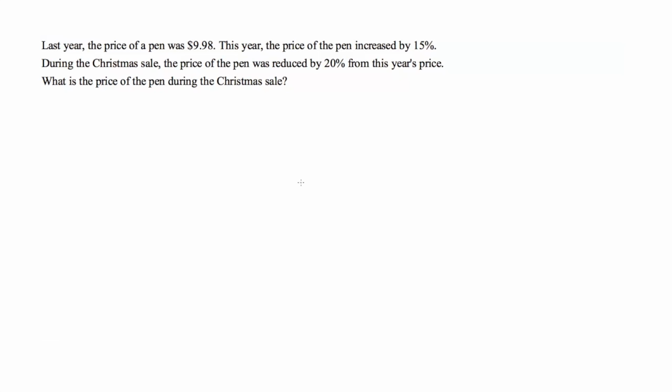Last year, the price of a pen was $9.98. This year, the price of a pen increased by 15%. During the Christmas sale, the price of the pen was reduced by 20% from this year's price. What is the price of the pen during the Christmas sale?